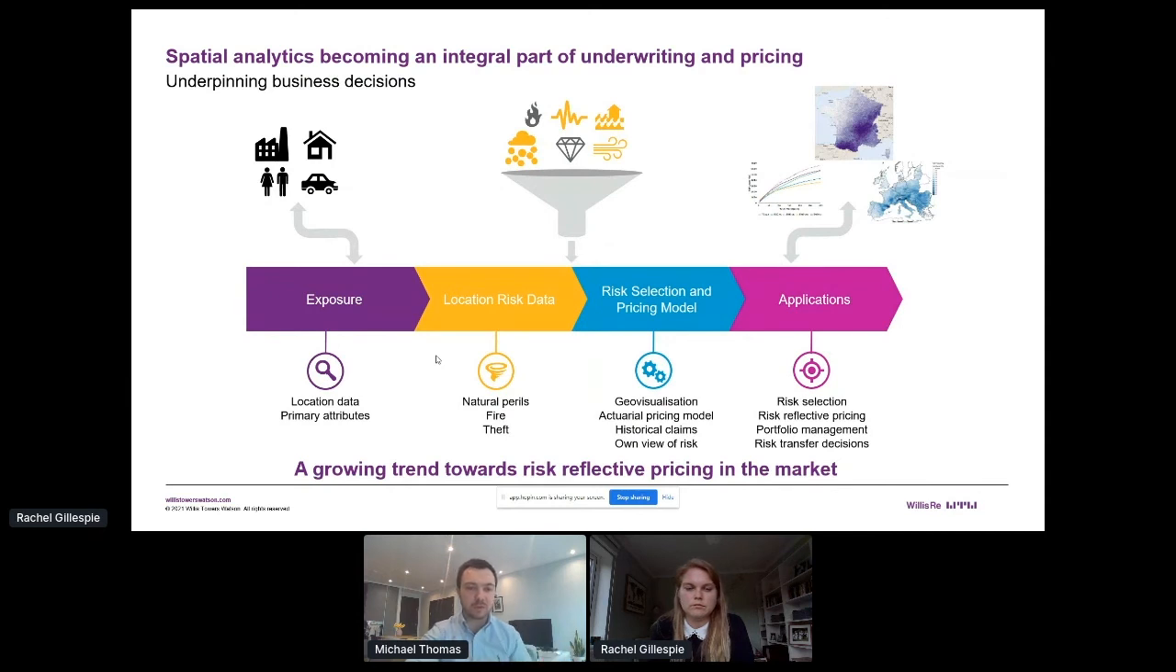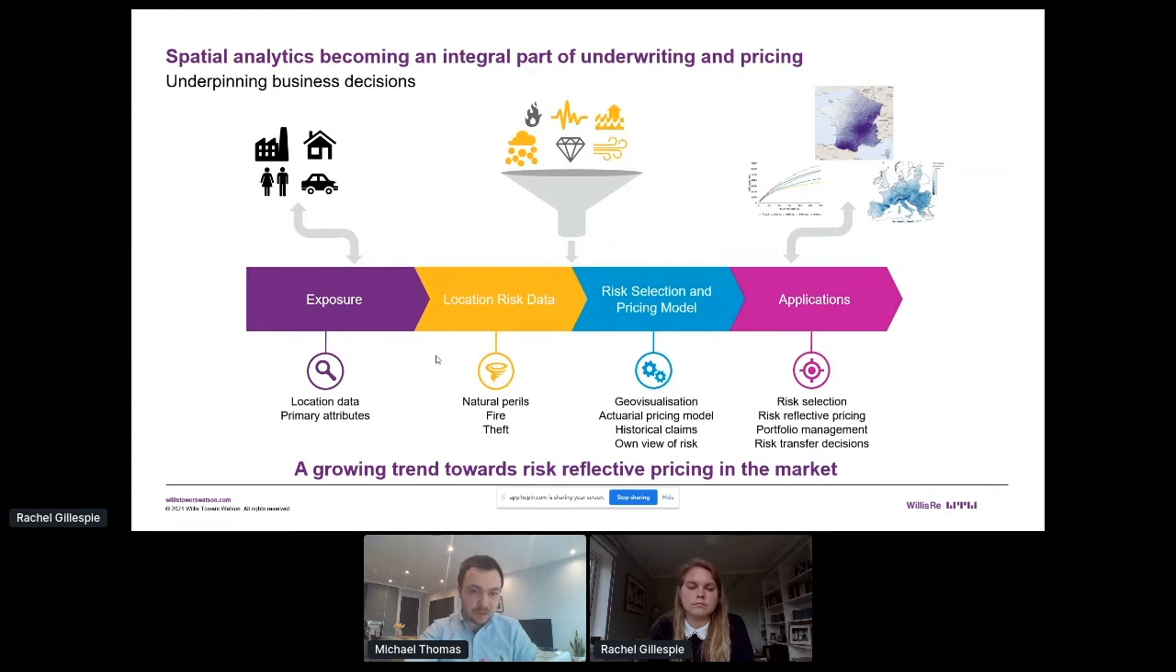But if we look at exposure to start with, if we're thinking about property risk, we're thinking about the location of where that is, also the attributes associated to that location. So if we think of a house, is it detached? Is it 2 stories? What sort of roof does it have? And so on and so forth. And all of this information can be added to that location to better quantify risk in a number of different ways.